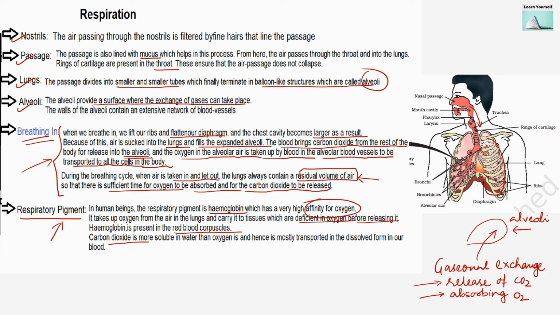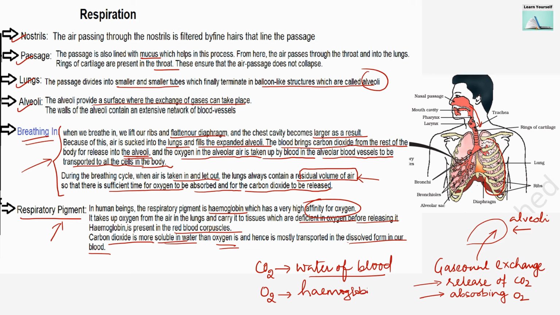Now carbon dioxide is more soluble in water than oxygen, and hence is mostly transported in dissolved form in our blood. So in blood, water is present, and carbon dioxide gets dissolved into the water of the blood, and it comes back to the lungs to get released through the nostrils. Oxygen gets attached to hemoglobin and is transported to the required tissue. And that is how the whole respiration process happens in our body.